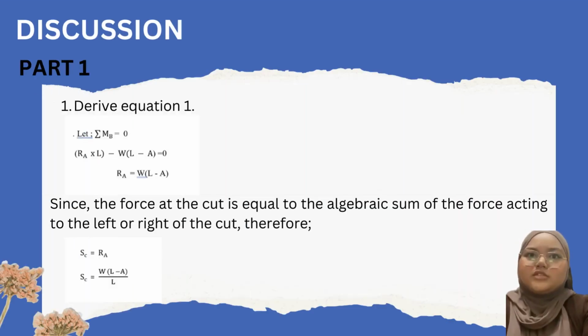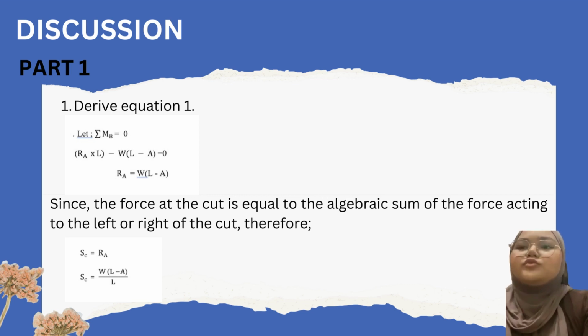So we move to discussion, part 1. Number 1, derive equation 1. Let moment MB be equal to 0. So RA times L minus W times L minus A is equal to 0. So we get RA is equal to W times L over A. Since the force at the cut is equal to the algebraic sum of the forces acting to the left or right of the cut, therefore SC is equal to RA, SC is equal to W times L minus A over L.